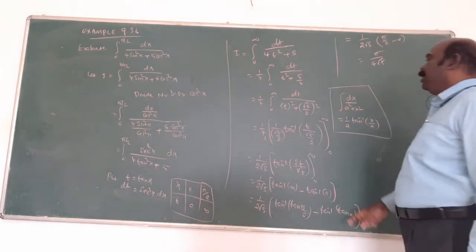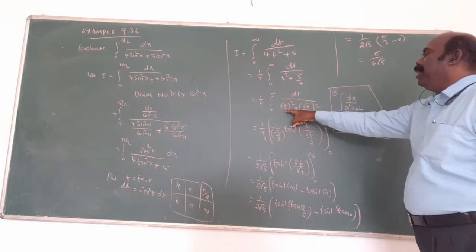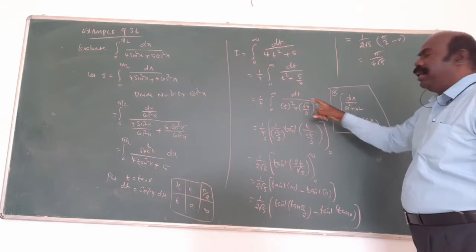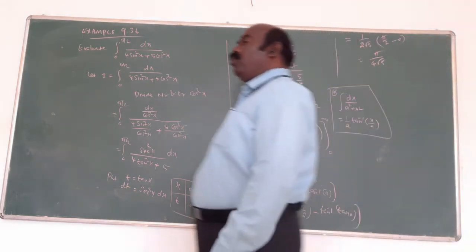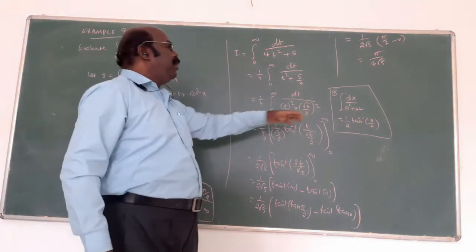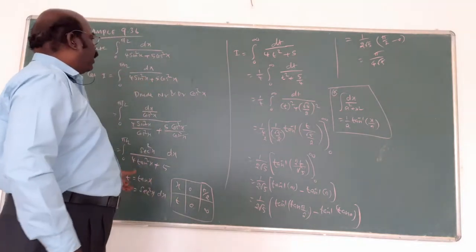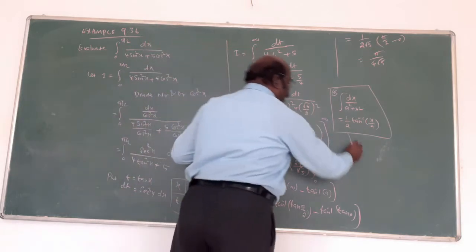So pi divided by 4 into root pi. This is the answer. Here, by using this formula, variable square plus constant square, this is the formula. Now the answer is pi by 4 root pi. To evaluate this type of question, we use this formula, dx by a square plus x square. Before that, you want to reduce by the substitution method. After it is of the form variable square plus constant square, only then we use the formula. This is the formula, right?